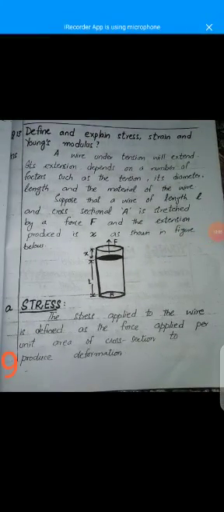So what is stress? The stress applied to the wire is defined as the force applied per unit cross-sectional area to produce deformation. Mathematically, stress is equal to force divided by area of cross section. Stress is F by A. The unit of stress is Newton per meter square, or Pascal.